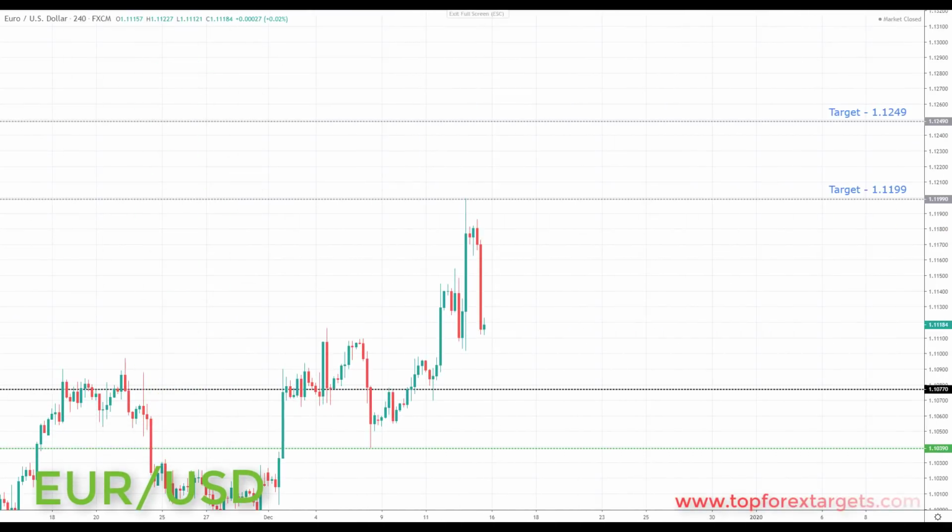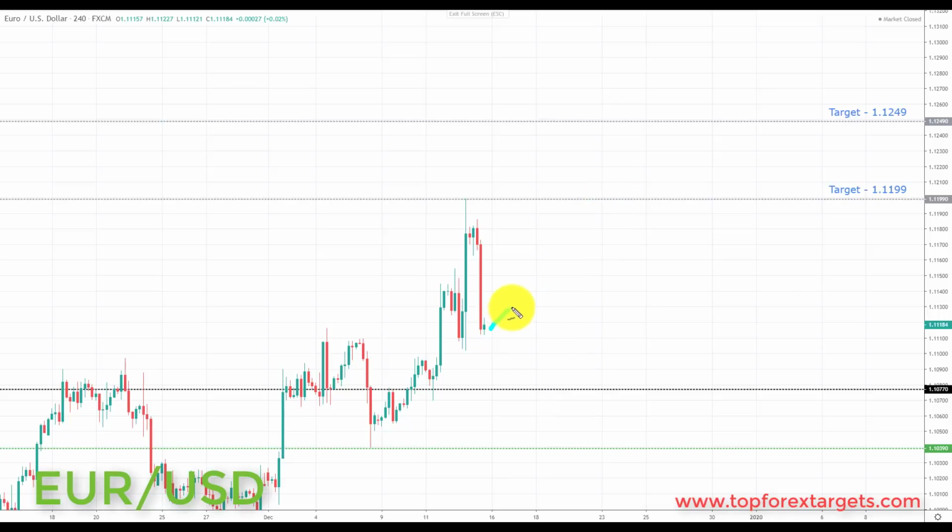So next market we're going to look at is euro dollar. Now, last week we were looking for further advances to the upside in this market, and we did have a really nice rally taking out the target set from last week at the 1.1162. Very simply put, going into this week, we're still looking for further advances to the upside in this pair.